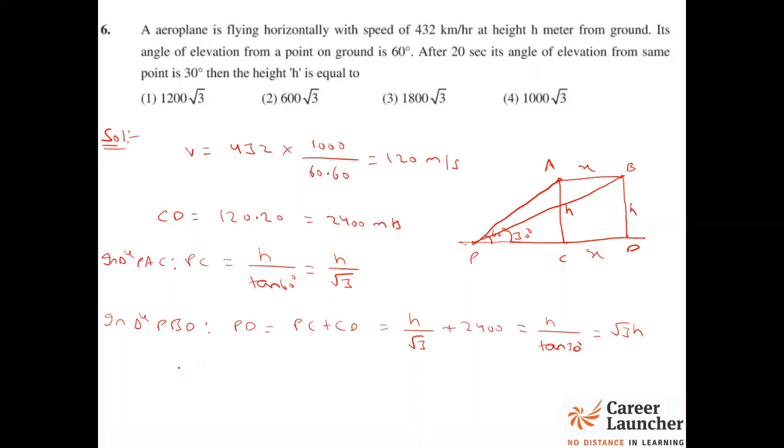Now interchange the terms. It will become root 3 h minus h by root 3 is equal to 2400. Simplifying this, we get h is equal to 1200 root 3 meters. So 1200 root 3 will be the height. Option 1 will be the answer. I hope this is clear. Fine, let's continue.